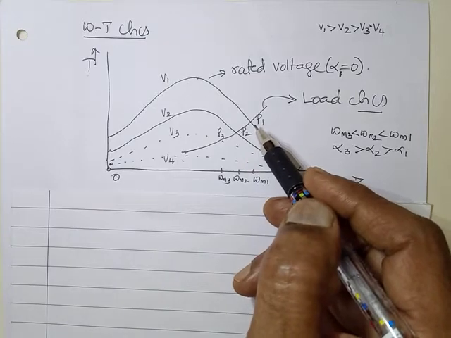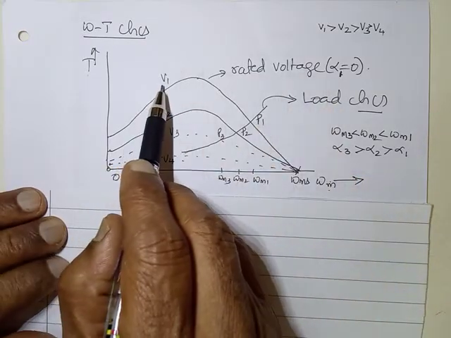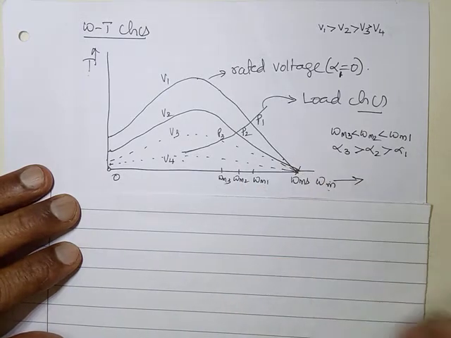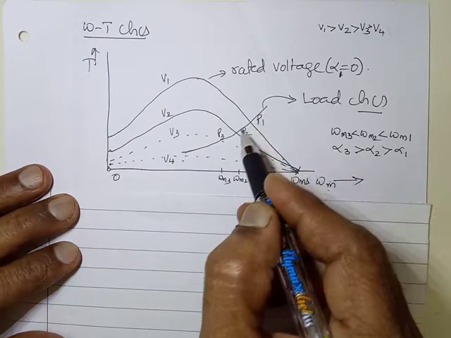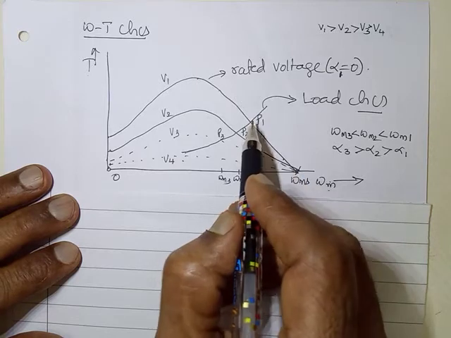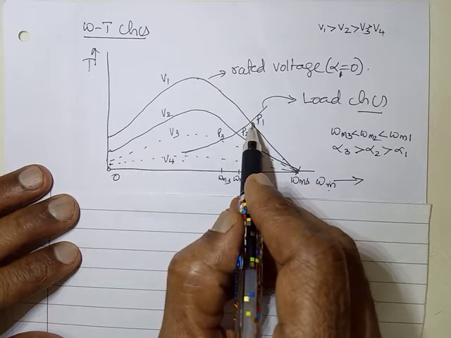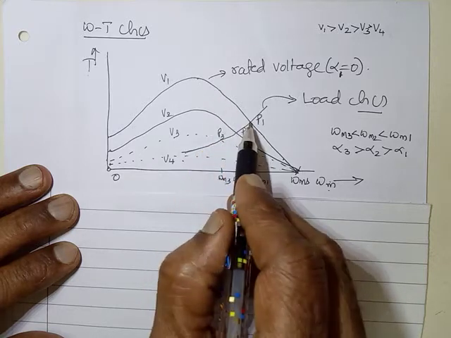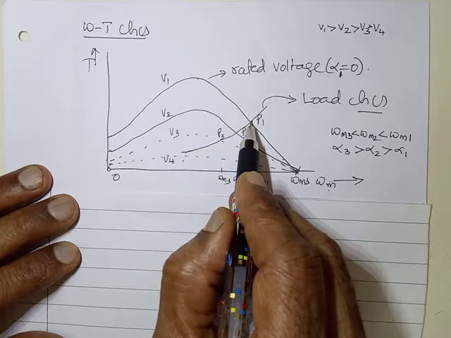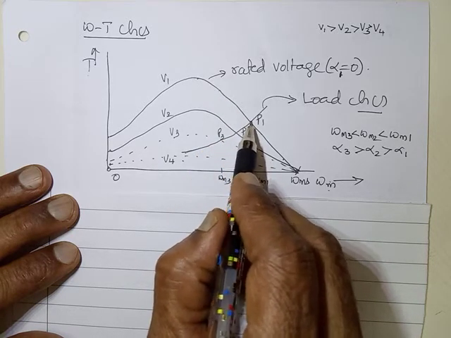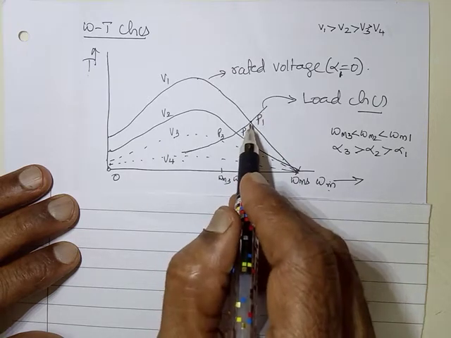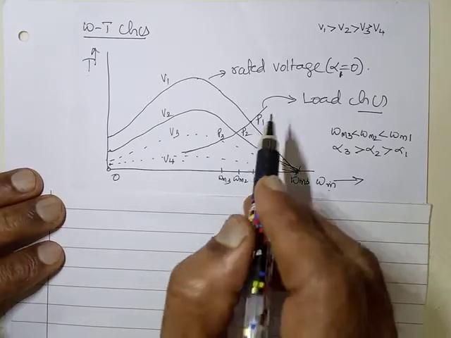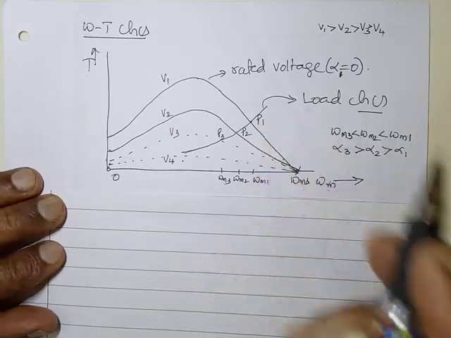Now, if the motor voltage is V1, the motor characteristic is this, and the load characteristic being this, the required torque of the load is given by the motor at this point. That is why the intersection of the two will give me the operating point. Hence, the point P1 becomes the operating point.